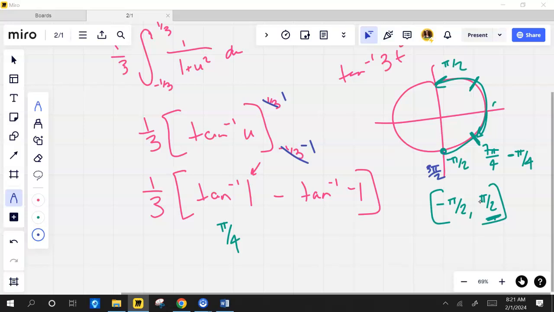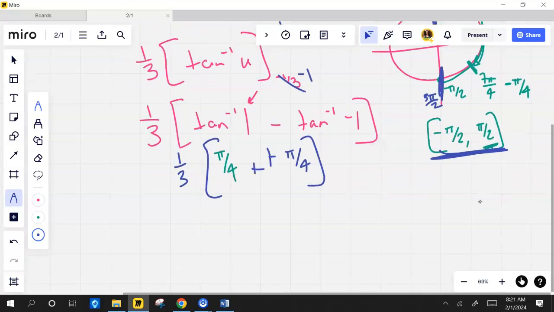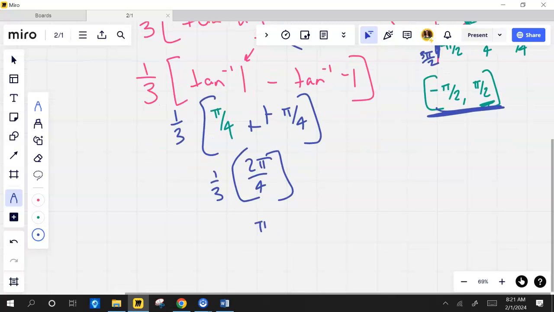No, I'm talking about the tangent values are going to lie between these two, but it's got to be negative pi over 2 to pi over 2. Okay, I've got minus negative pi over 4 times a third. This would be 2 pi over 4 times a third, which is pi over 2 times a third.